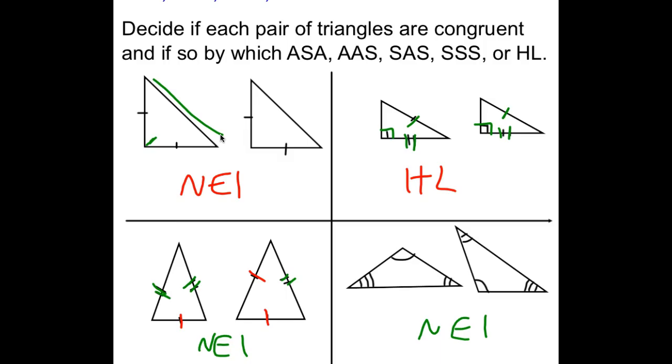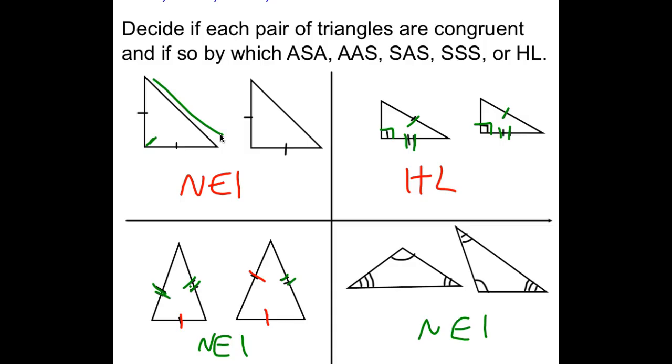Next, we get into this bottom one. A lot of people see this one immediately and they go, oh, it's side, side, side. But if you actually look at the side measurements, it's not. So in this triangle over here on the left, it's got 2 double marked sides, but the right triangle only has 1 double marked side. So these ones are actually not going to be the same.